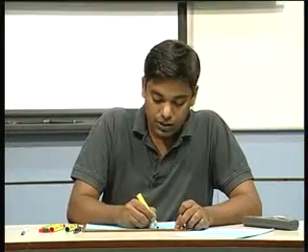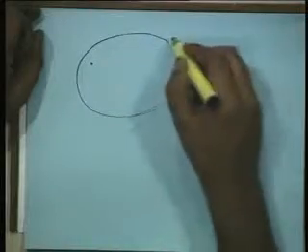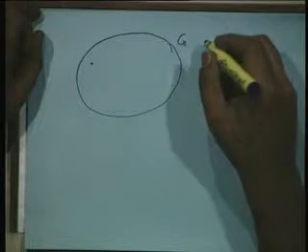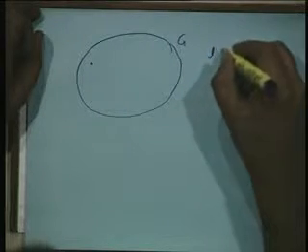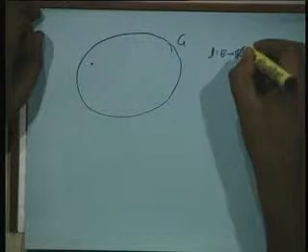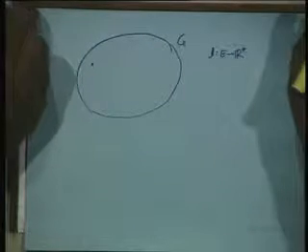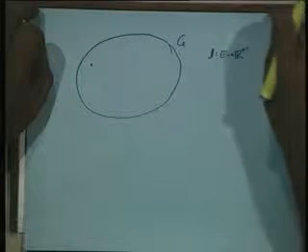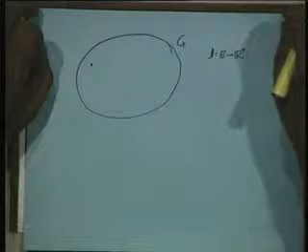We are given a source vertex, we are given a graph, and you are given a length function on the edges which are non-negative. You can have 0 edge lengths, but you cannot have a negative edge length, that is important and we will see why.